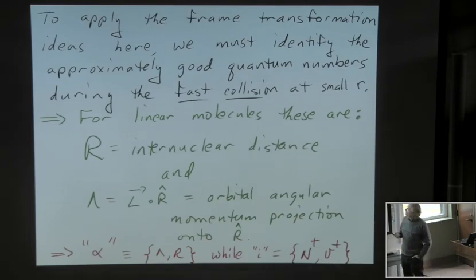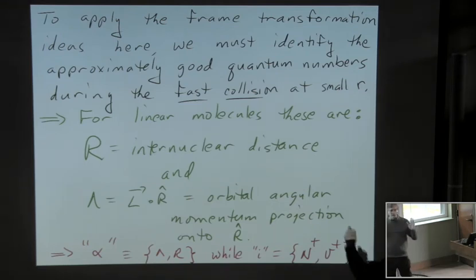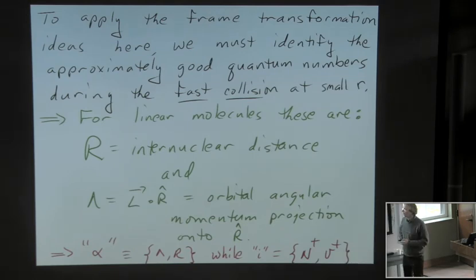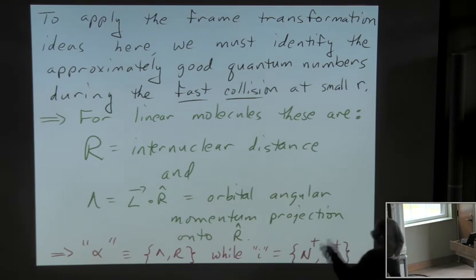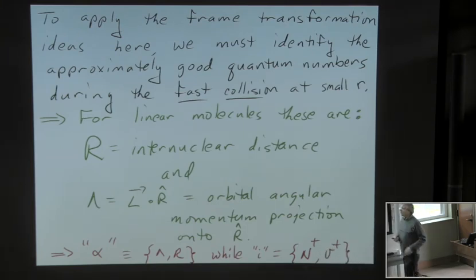We have to find the approximate good quantum numbers in order to apply the frame transformation, and this was done nicely in the work by Jungen and Dill for diatomics. Basically, what is conserved during this very fast in and out, this incredibly short period of time, which is faster than the nuclear motion, really it's the internuclear distance which is conserved. And also, the electron is locked to the internuclear axis, so it's the projection of its angular momentum onto the internuclear axis that is conserved. So the short-range quantum numbers are this projection lambda and the internuclear distance R.